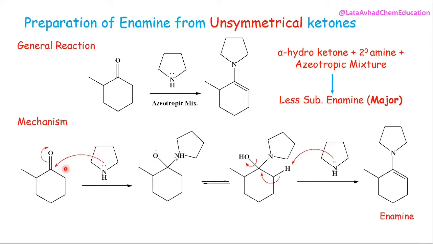Now we will see the mechanism of the reaction. The lone pair of nitrogen attacks the pi star orbital of the carbonyl compound, loss of a water molecule takes place, and formation of the less substituted enamine takes place.